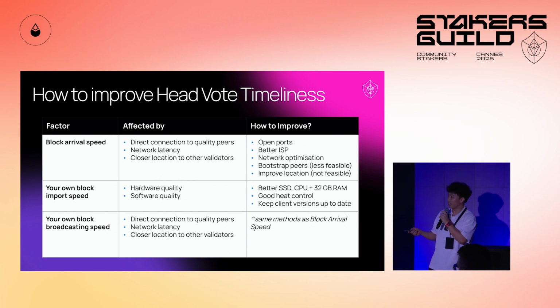Improving location means you get closer to large pools of other validators. All right. So, which means opening ports, better ISP, network optimization. These are the 3 feasible activities you can do.